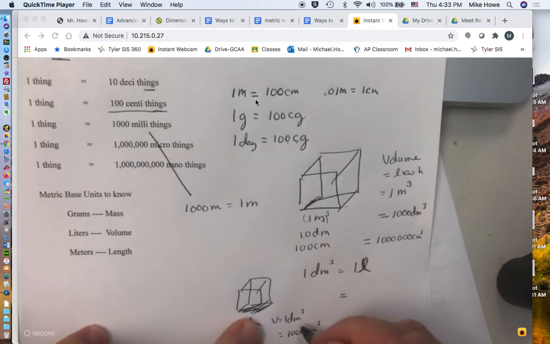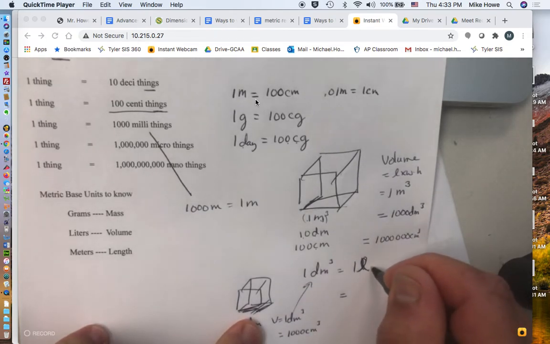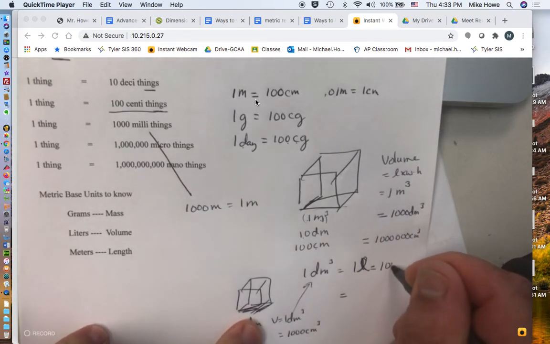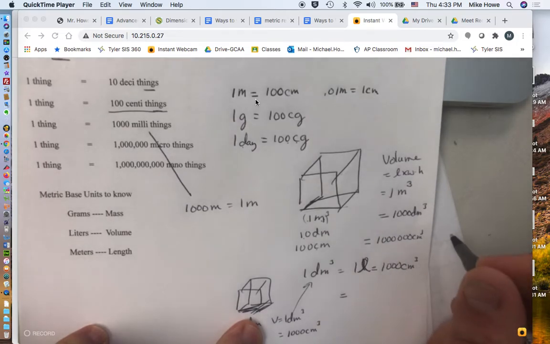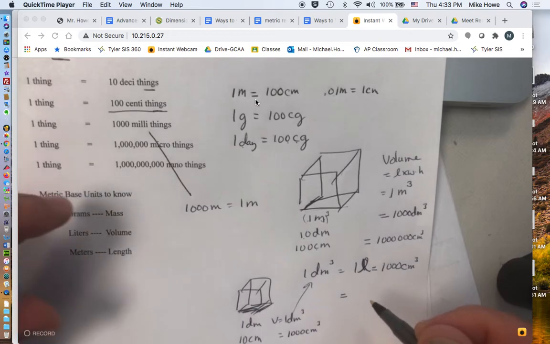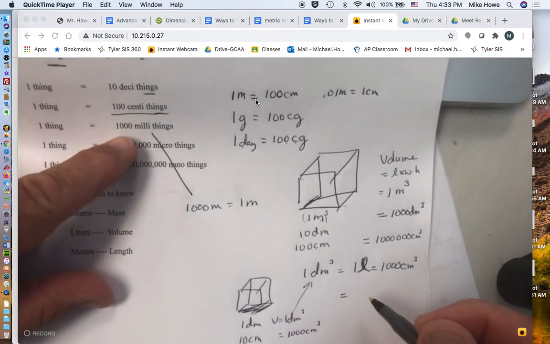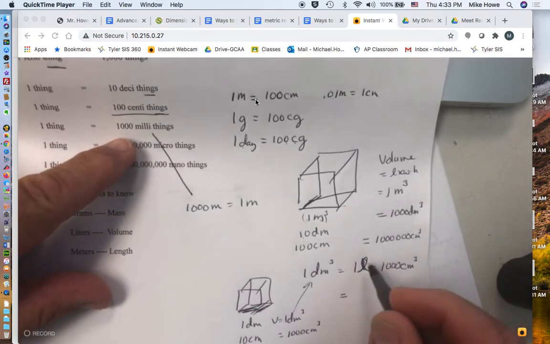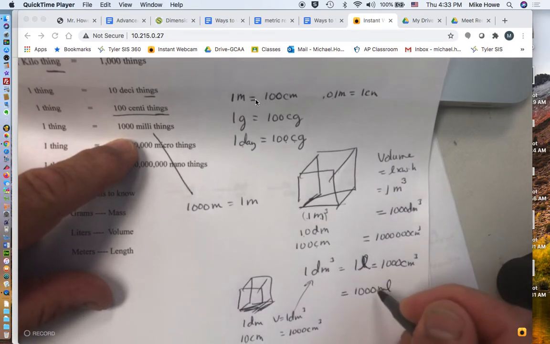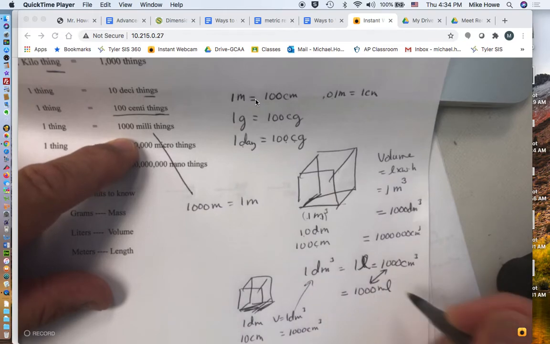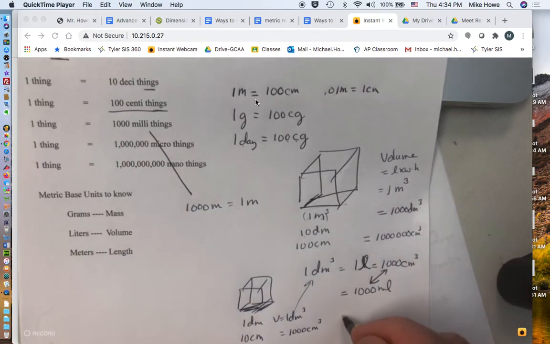So 1 cubic decimeter is 1 liter, equals 1,000 cubic centimeters. There's a prefix milli here. 1,000 milli things is a thing, so 1 liter is 1,000 milliliters. So if 1,000 milliliters equals 1,000 cubic centimeters, that means that 1 milliliter equals 1 cubic centimeter.